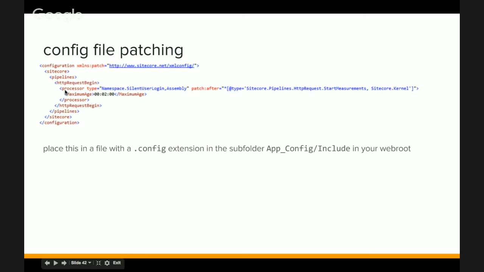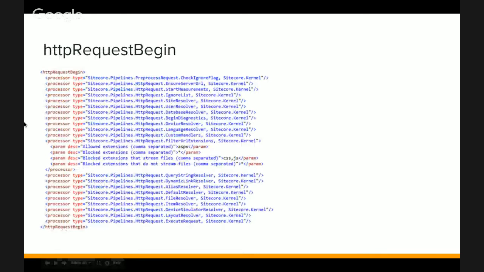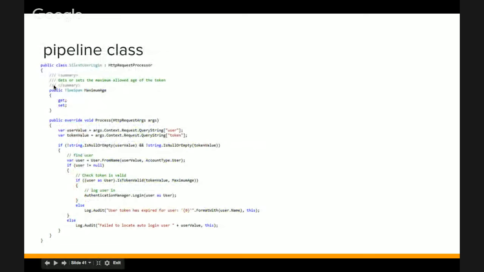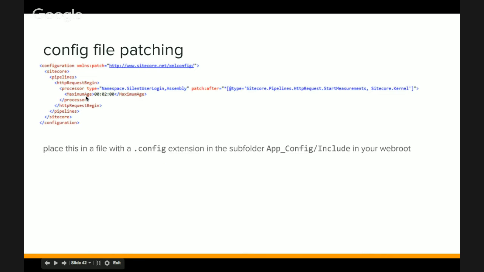We're going to HTTP begin request, and then we're passing our processor. In this case, it's whatever namespace our silent user login was in, whatever assembly, and then we give it an instruction to say patch it after wherever you see the type start measuring. And the other interesting thing here is if we go back to the code, we had a public property on here as a time span called maximum age. We can specify that in the config, by making it a sub-element of our processor.